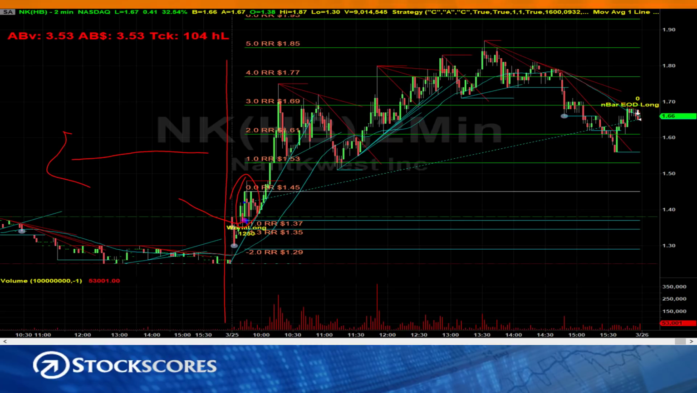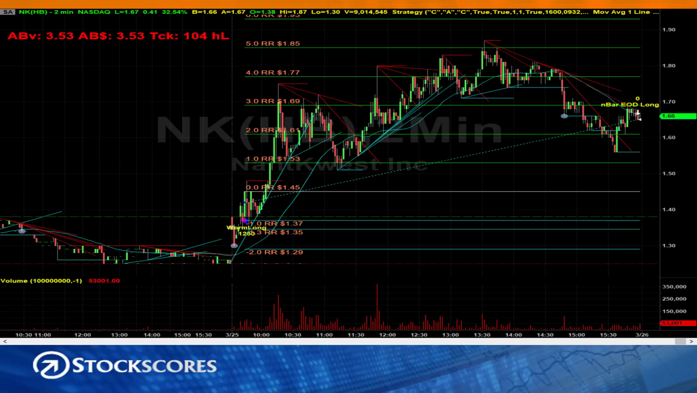All right, so each one of those horizontal lines, those green lines, represents one reward for risk. So you can see there, it says 1.0 RR, 2.0 RR, 3.0 RR. So at 3.0 RR, that is a reward for risk of 3. So if you risked $100 at that $1.69 level, you are earning $300 of profit. All right, so we track all of those things in a spreadsheet.